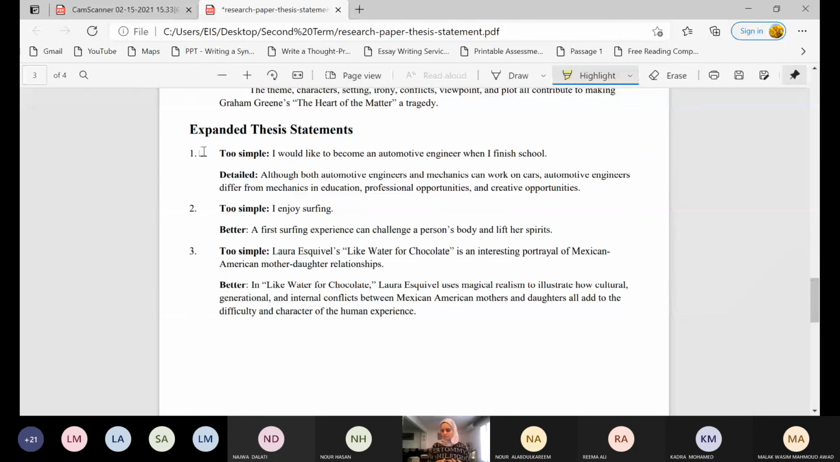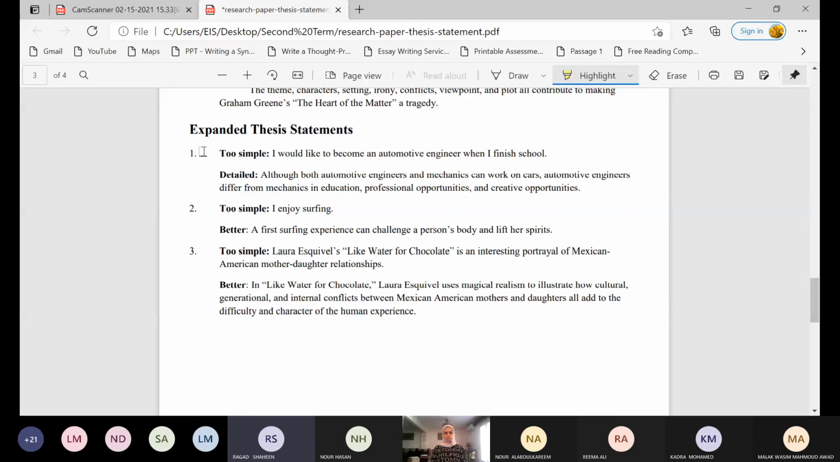Expanded thesis statement. Okay. Ragad, read. Too simple: I would like to become an automotive engineer when I finish school. So here, girls, it is a narrative because I mentioned I. I cannot use I; I can only use I in a narrative. So this is very important, because here is how to change the sentence. And instead of a teacher, how would I say that without mentioning myself? So read it, Ragad.